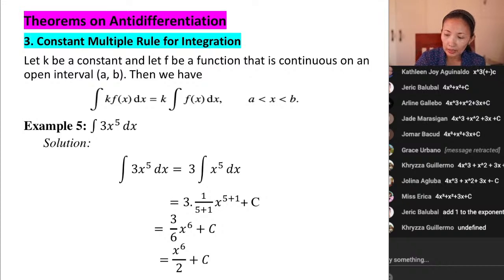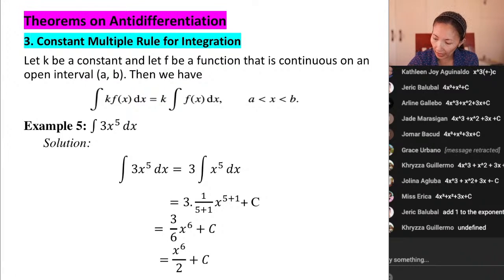integration. Now, let k be a constant and let f be a function that is continuous on an open interval. Then we have the integral of k, a constant, times f of x dx is equal to, we could bring out the constant k, times the integral of f of x dx. Example, evaluate the integral of 3x to the 5th dx. We could bring this out. Bring out the constant 3, integral of x to the 5th dx.